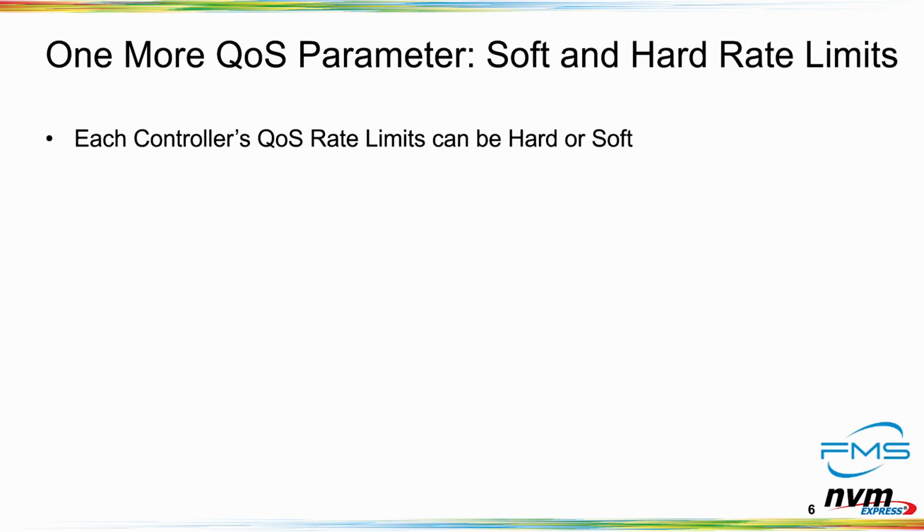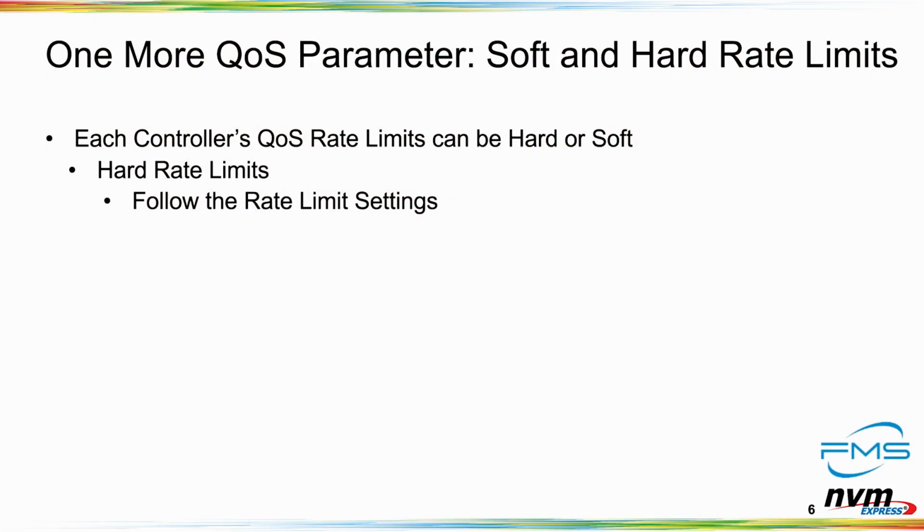Another QoS parameter that we end up talking about: we had the total bandwidth and total IOPS, and then we had the read bandwidth and read IOPS, and the write bandwidth and the write IOPS. So one more parameter is the hard and soft rate limits and what they mean. From a controller perspective, there are QoS rate limits that are applied to that controller.